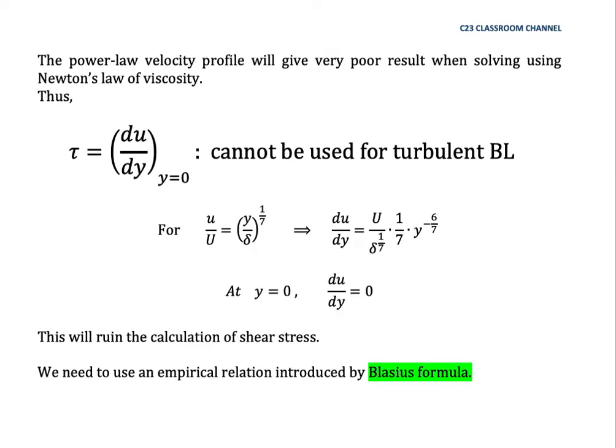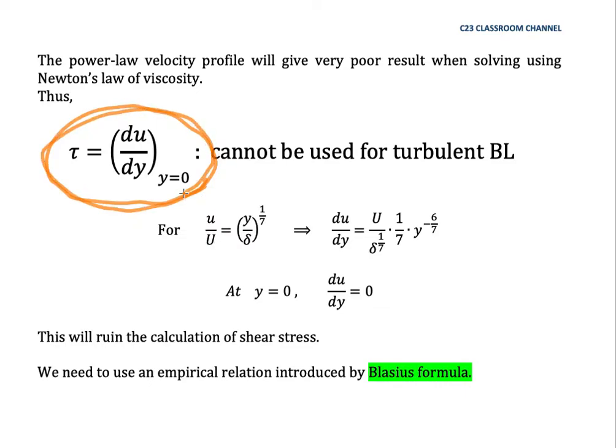The way we solve this problem is similar to the idea for laminar boundary layer, meaning we are using the von Karman equation. However, in the von Karman equation, we are using Newton's law of viscosity, which is tau equals mu du/dy at y equal to 0. However, for turbulent boundary layer, the idea of Newton's law of viscosity here cannot be used.